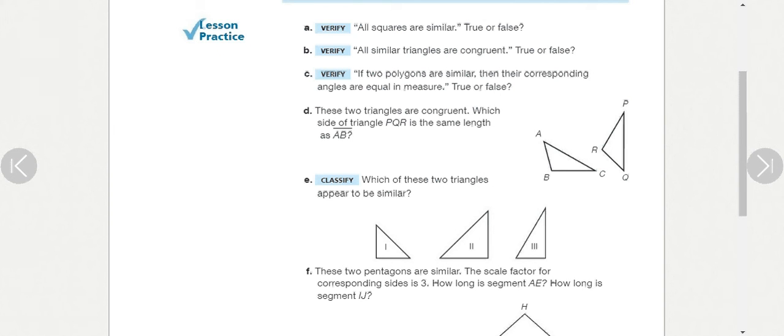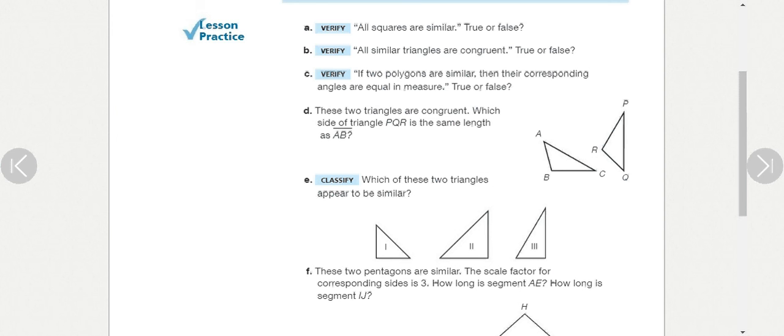Letter A, are all squares similar? All squares are similar. True or false? I would say true, because all the sides are going to always be proportional, and the angles are always going to be the same. They're not always going to be congruent. Letter B, all similar triangles are congruent. True or false? Similar meaning same shape, different sizes. Well, then they can't be congruent. They can, but they won't always be. Plenty of triangles aren't. For example, you look down at example lesson practice E. Here, there's several triangles that are not congruent, but they might be similar.